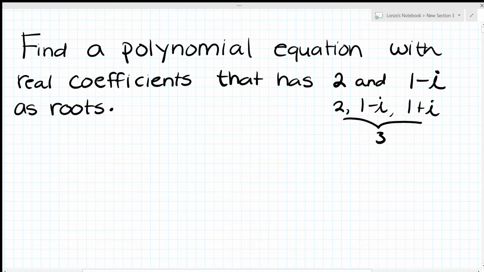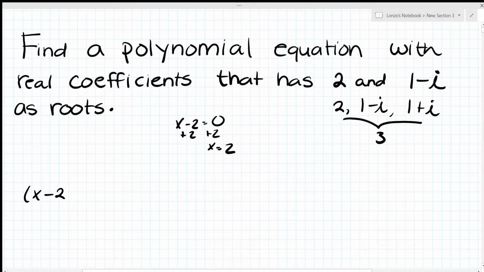Now you're probably thinking, well, how do I create a polynomial equation? Well, it's really simple. I'll go over the steps. Let's start with the positive 2. How did we get positive 2? It's really saying x minus 2 is a root, because if you set that to 0, you get x equals 2. So that's why x minus 2 is the root of 2, and we're going to rewrite that as x minus 2.